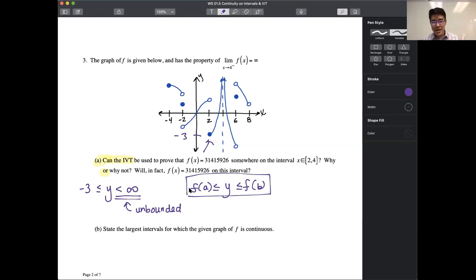Obviously, since there is an asymptote, it will pass through that point. We just can't use the IVT to prove that. Must be bounded on both sides. Bounded.